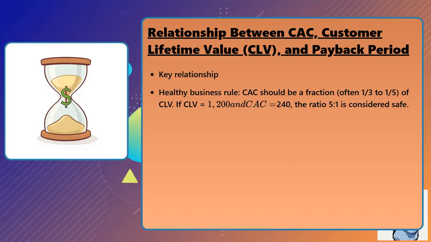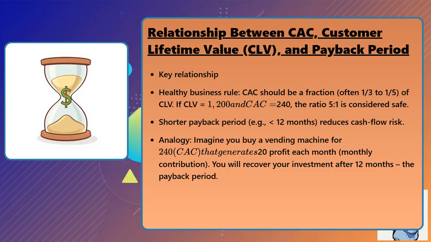CAC should be a fraction, often 1/3 to 1/5, of CLV. If CLV equals $1,200 and CAC equals $240, the ratio 5:1 is considered safe. A shorter payback period, for example less than 12 months, reduces cash flow risk. Imagine you buy a vending machine for $240, the CAC, that generates $20 profit each month, the monthly contribution. You will recover your investment after 12 months, the payback period.